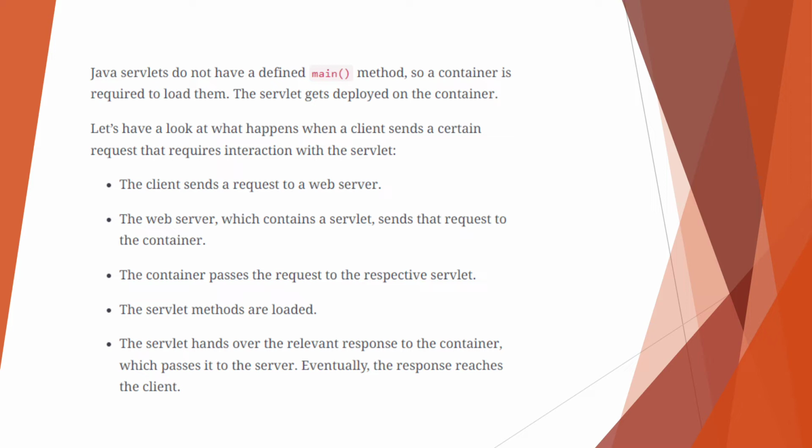So look at this. First, the client sends a request to a web server. Then the web server, which contains a servlet, sends the request to the container. The container passes the request to the respective servlet. The servlet methods are loaded. The servlet hands over the relevant response to the container, which passes it to the server. Eventually the response reaches the client.